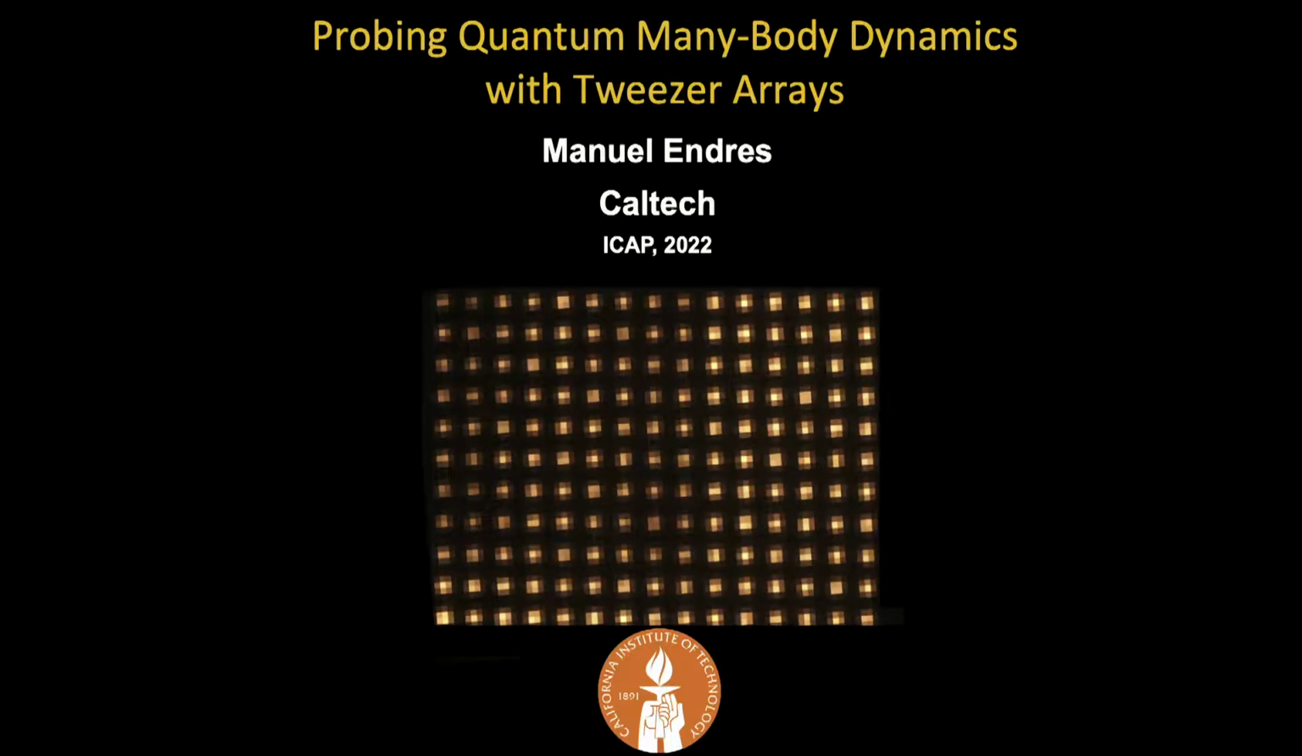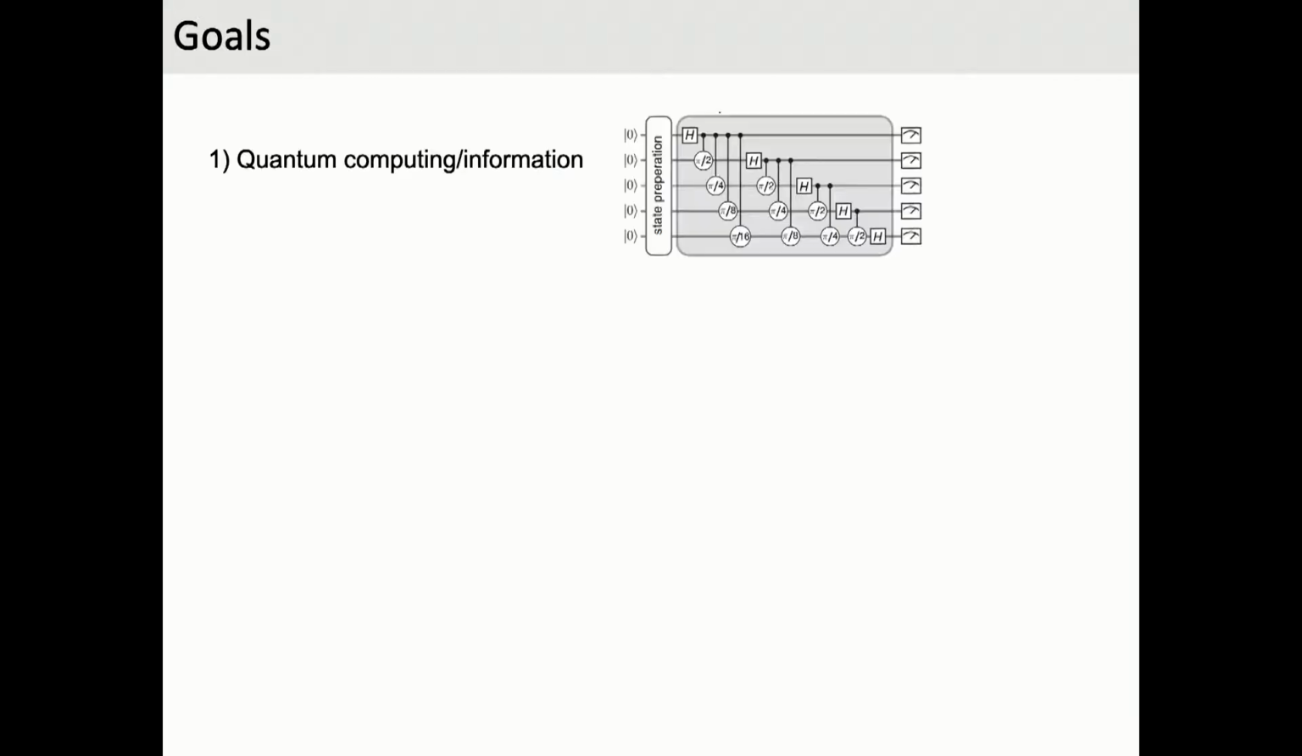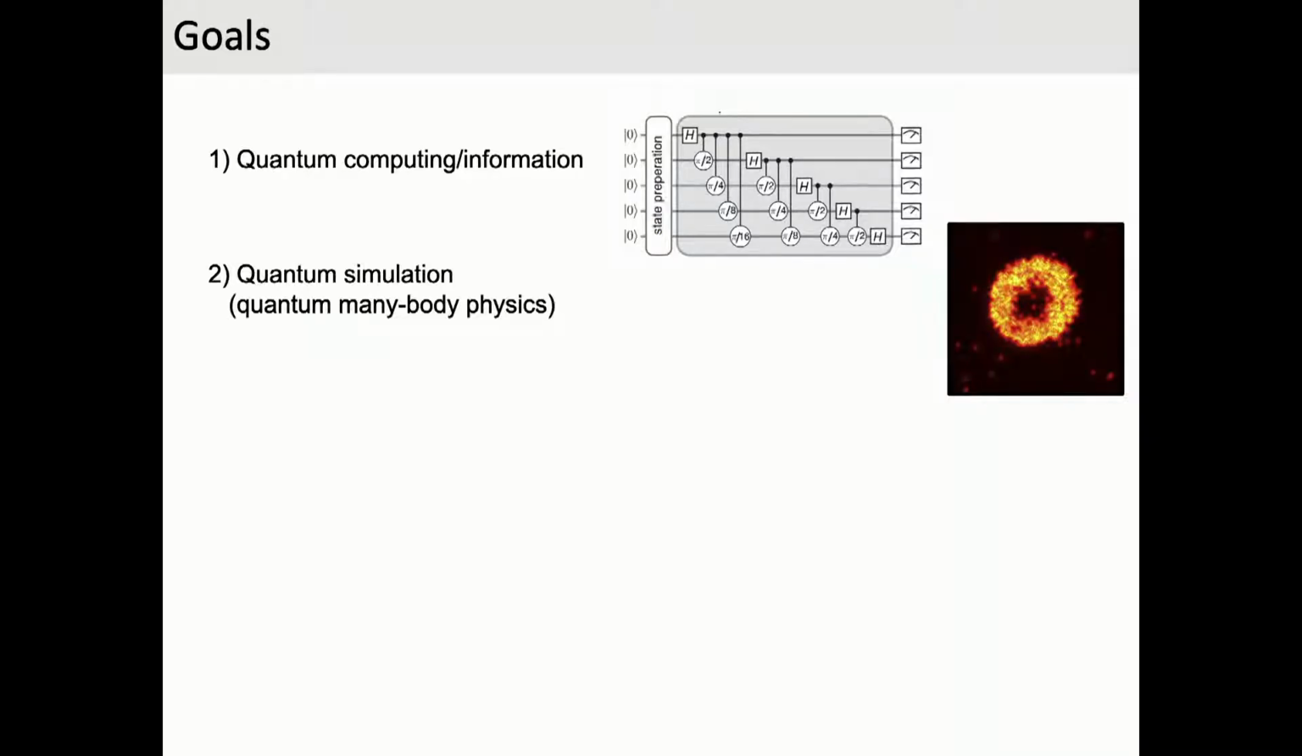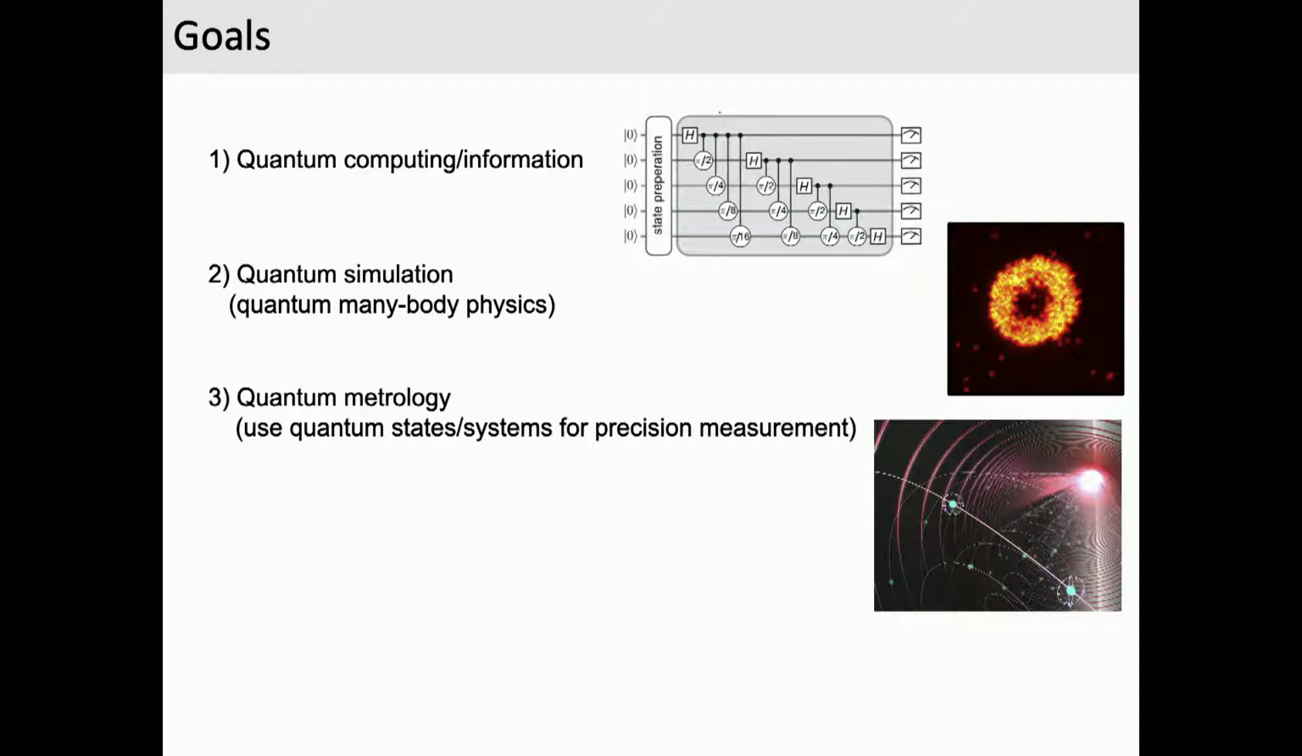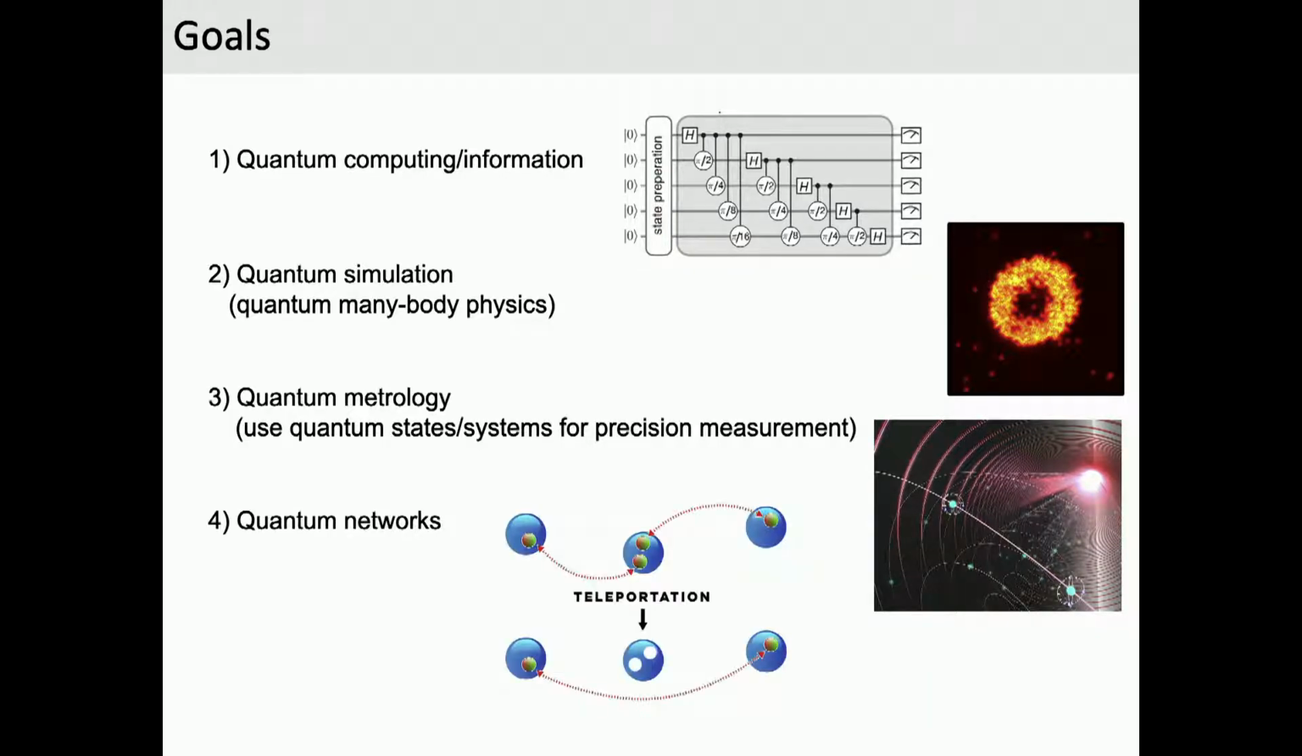I'll talk a little bit about some new results concerning many-body dynamics that we look at with tweezer arrays. Let me start more broadly with the goals that we have in our group. They range from building towards quantum computing. We have a strong interest in many-body dynamics, and I'll talk about that. We also have an interest in quantum metrology to a certain degree, and to a lower degree we're interested in quantum networks, but maybe a little bit more long-term.